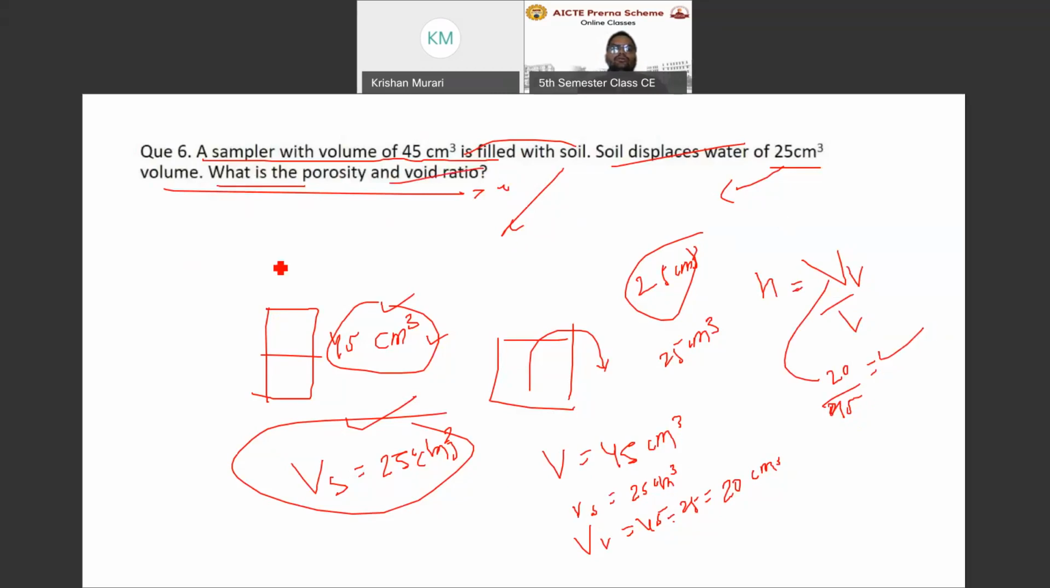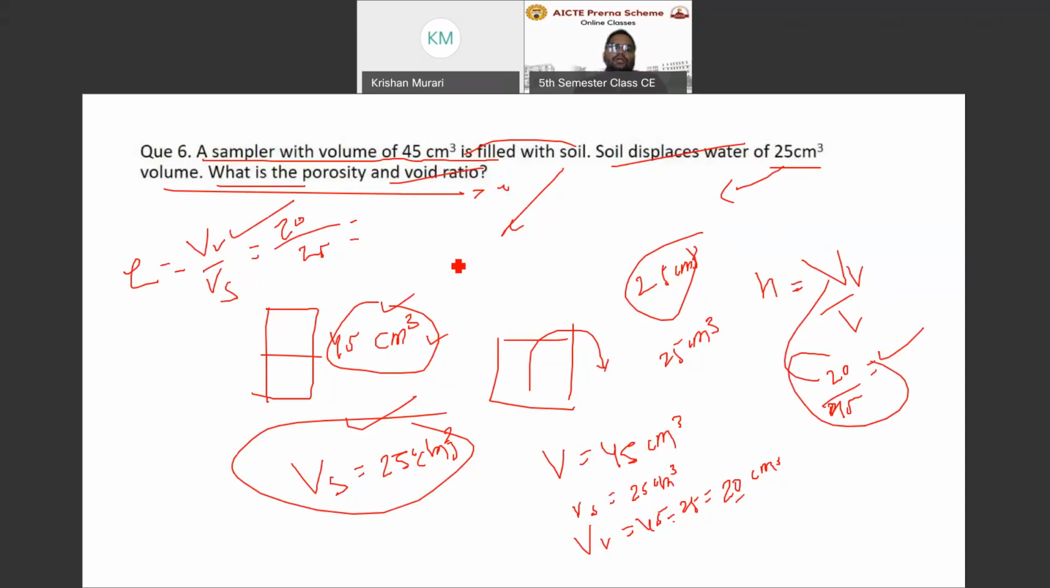Now second is the void ratio. What is the void ratio? Void ratio is the ratio of volume of voids to volume of solid. So you can easily find it. What is the volume of voids? The volume of voids is 20. And what is the volume of solid? The volume of solid is 25. So you can calculate it easily. Porosity is 20 upon 45, and void ratio is 20 upon 25.